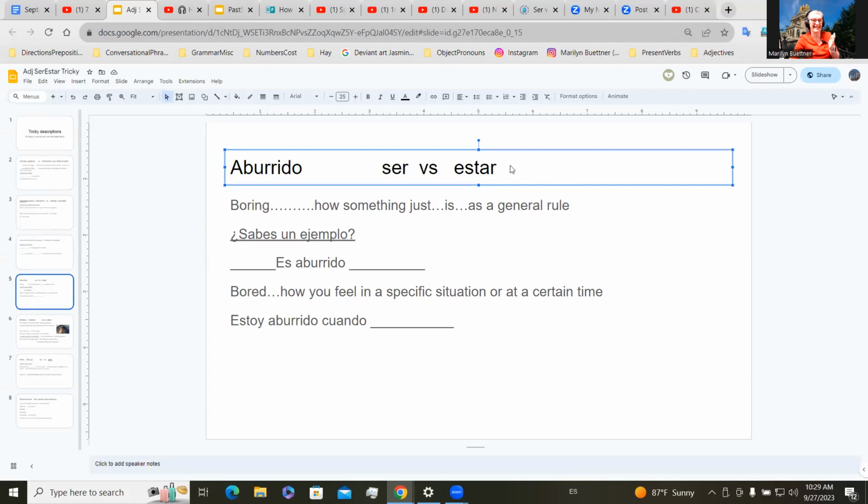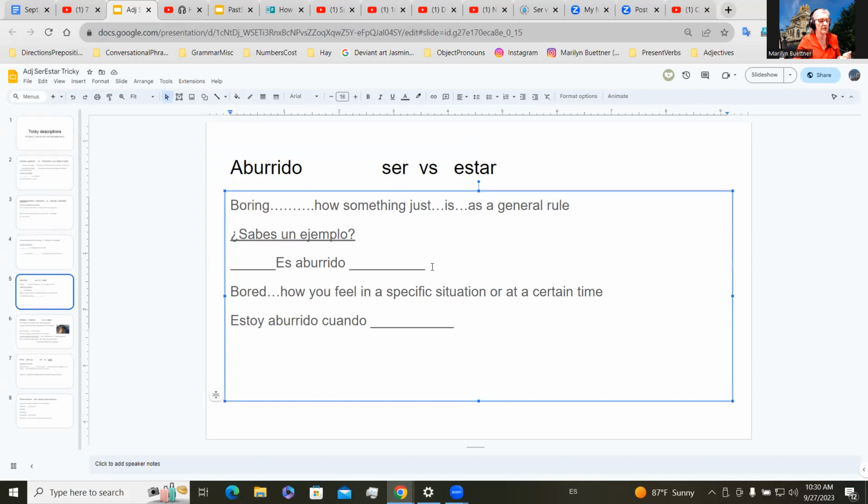versus estar, which talks about how somebody feels. Okay. So the takeaway from this is that estar with descriptions talks about how people feel, okay, not what they're really like. So aburrido is something is boring.